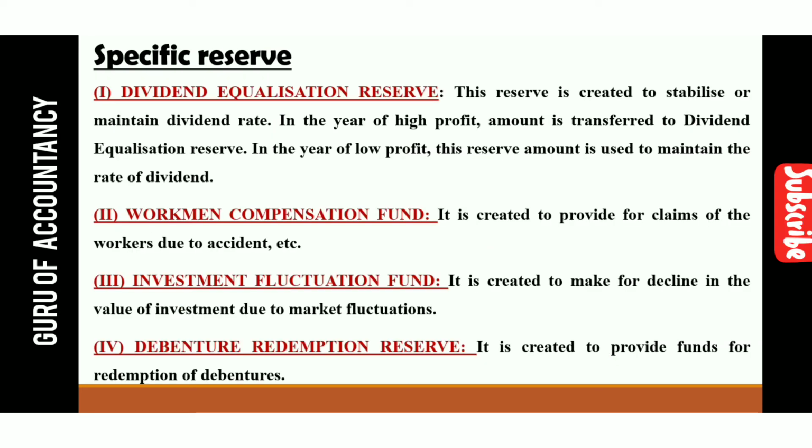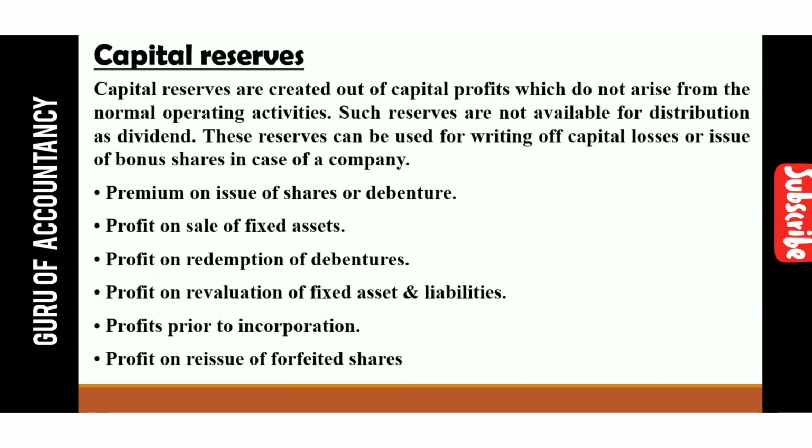Specific reserves, as we discussed, different examples are given: dividend equalization reserve, workmen compensation fund, investment fluctuation fund, debenture redemption reserve. All this we have already discussed. Now the next type is capital reserve. Capital reserves are the reserves which are created out of capital profit, which do not arise from the normal operating activities. So students, there are two types of profit: revenue profit and capital profit. Revenue profit arises from the day-to-day activities, routine business operating activities, whereas capital profit arises from the extraordinary activities.